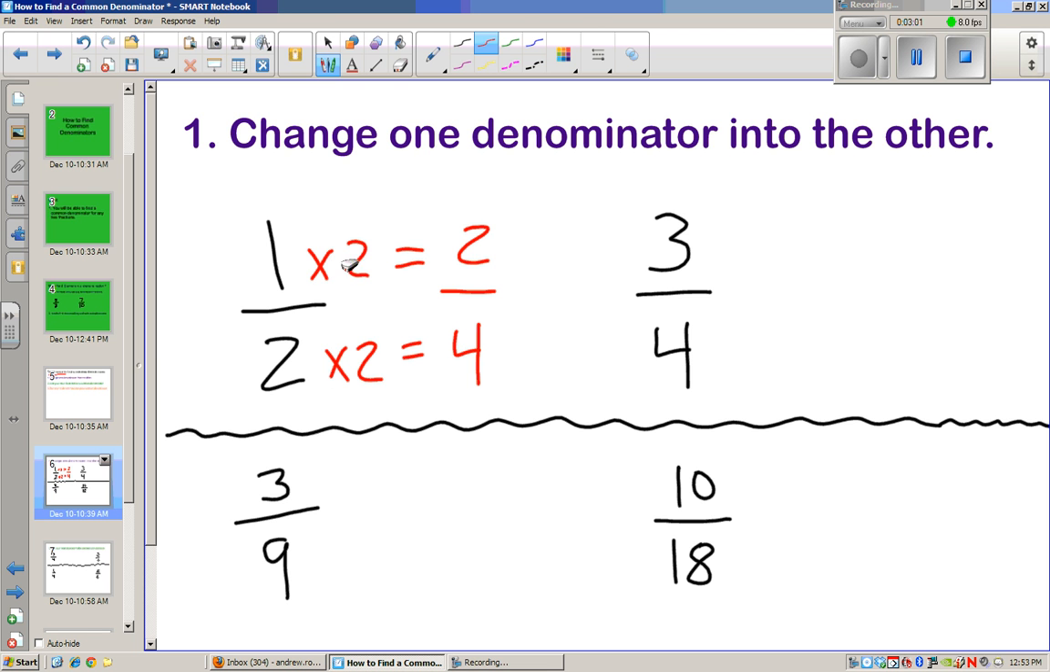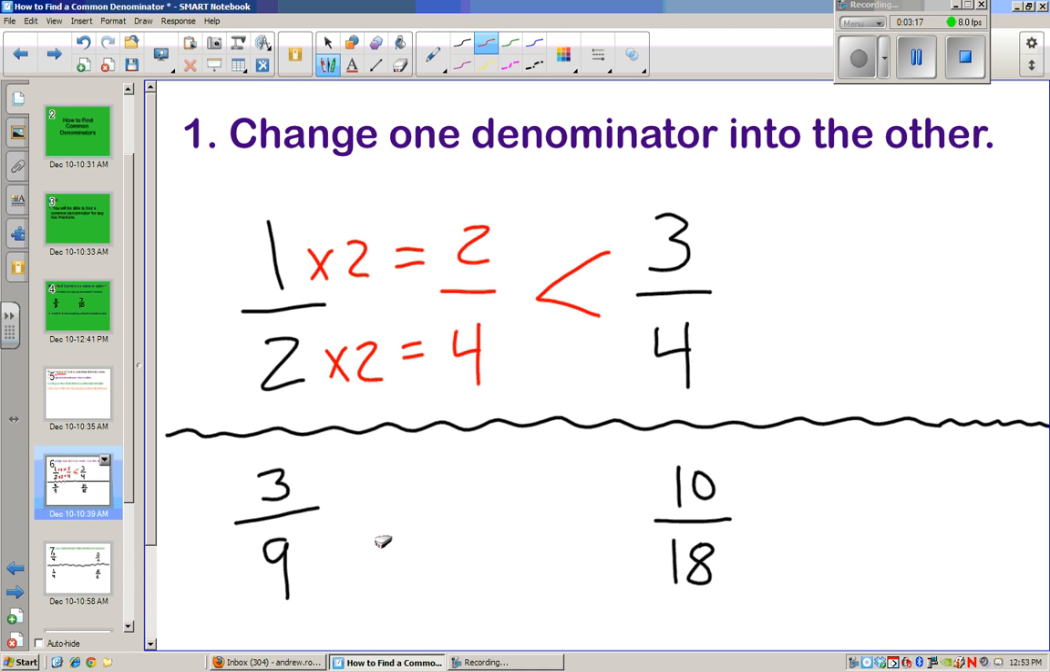I multiplied the top by 2 and got 2. I multiplied the bottom by 2 and got 4. So now it's pretty easy to see which one of these two fractions is bigger. Is 2/4 bigger or 3/4? Well, 3/4 is bigger. Let's try this one.